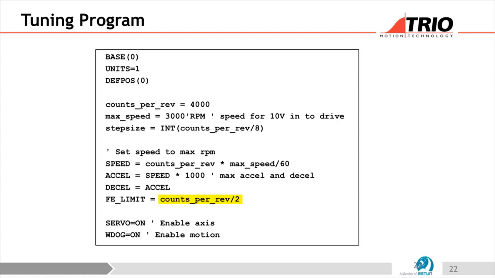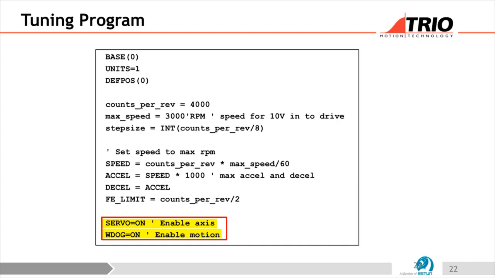So we set that to half a turn, so that if you do type in 1,000 by mistake and it starts to oscillate madly, it will trip that out, because the following error will get too big. And then the last two on that page are the two key commands for getting something moving: servo on, watchdog on.